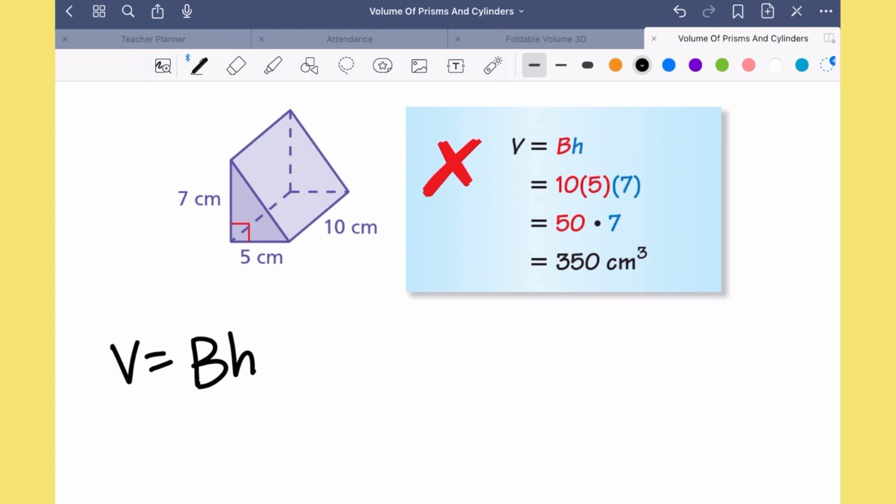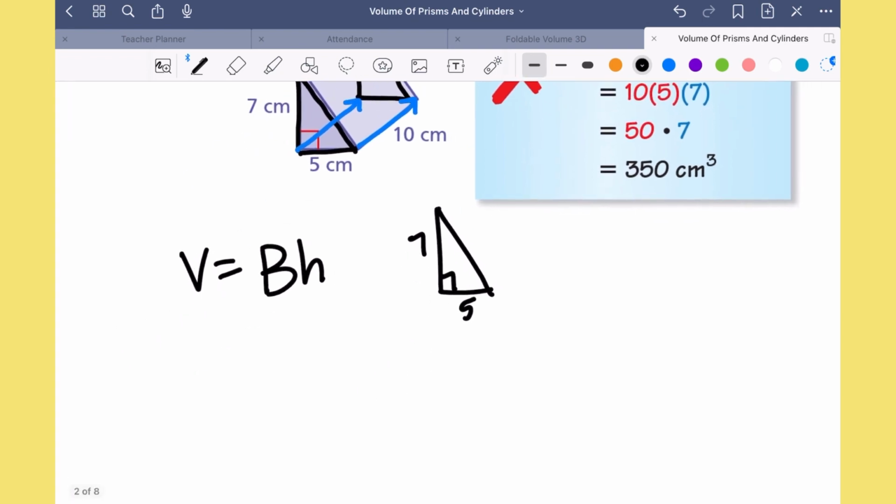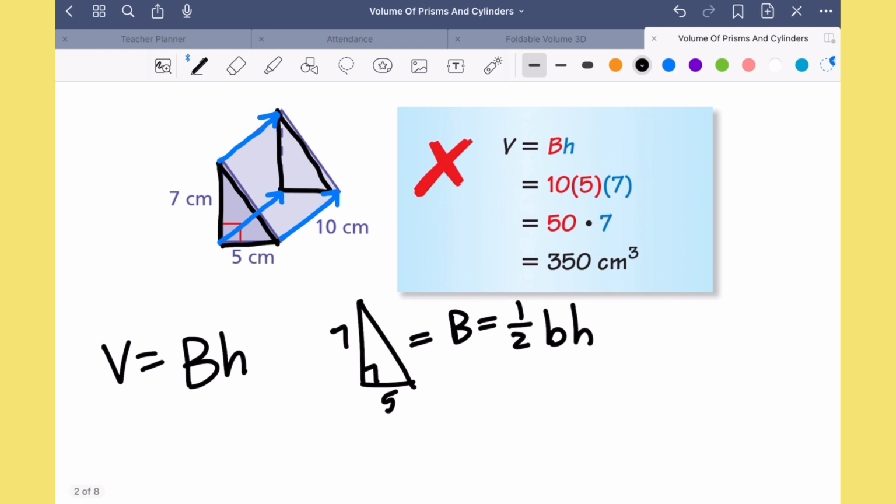We are going to find the area of my base. Since it's a triangular prism, remember the base doesn't always have to be on the bottom. For this triangular prism, those are my bases, and that is the height that goes across. For my base, the triangle, I like to draw it off to the side. So 7 and 5. And I need this so that I can find the area of the base, which is 1/2 base times height. So in this problem, the error they made was finding the area of the base, which is right here.